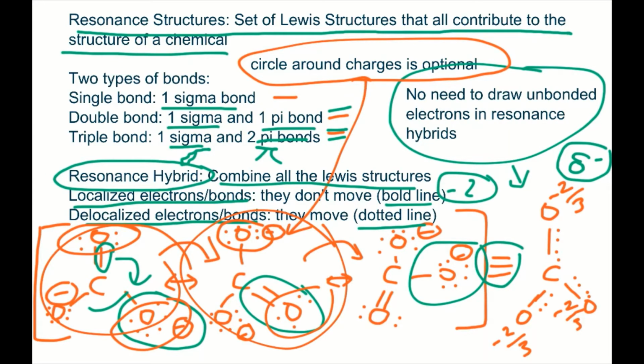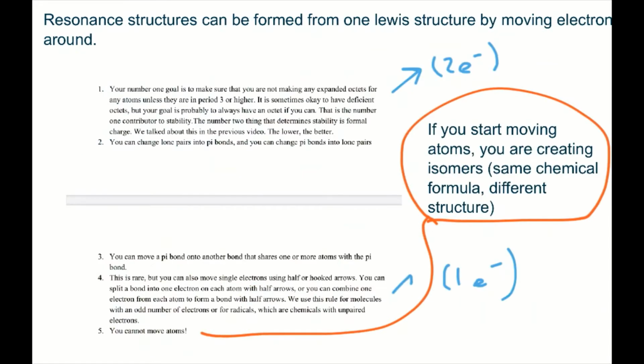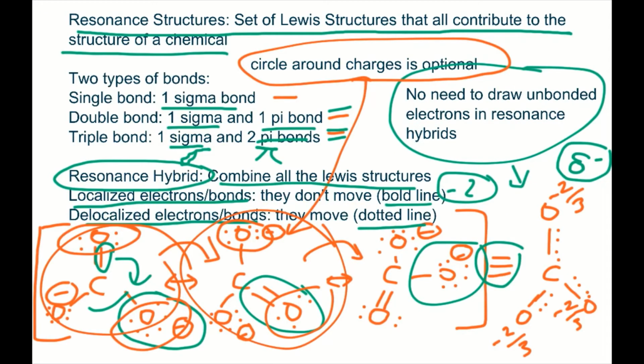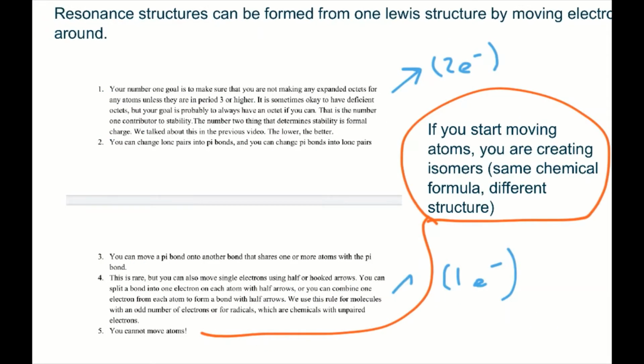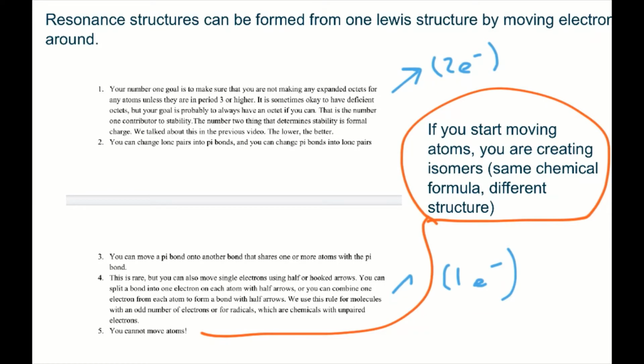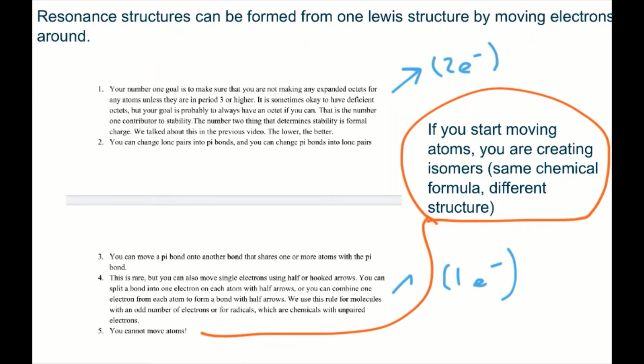Instead, in this video, I am going to teach you the legit way of doing resonance structures, a way that uses the idea of resonance structures and how they work, instead of just a neat little trick that works in some cases but not other cases. So over here, I will introduce to you this idea. Resonance structures can be formed from one Lewis structure by moving electrons around. So let's read the very first step.